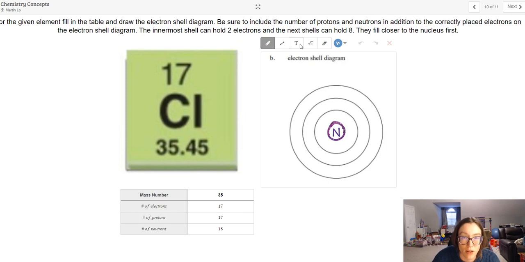So now how would we put this on our diagram here? Once again, these 2 start on the innermost shell, next to each other, together, like a pair. Then we have 1, 2, 3, 4, 5, 6, 7, 8. That's 10 total, so we need 7 more: 1, 2, 3, 4, 5, 6, 7. If you notice, there's not a full outer shell here. This one only has 7 in the outer shell.